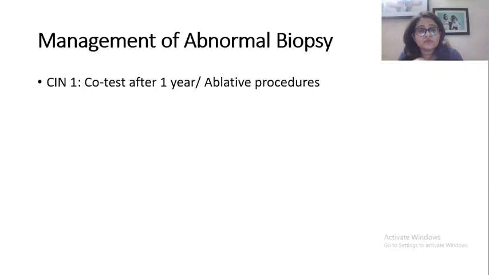Now what do we do? So we can have CIN 1. If it is CIN 1, what do you do? CIN 1 is a milder lesion, so you can not do anything. Okay, so do a co-test. That means repeat HPV and pap smear after 1 year.